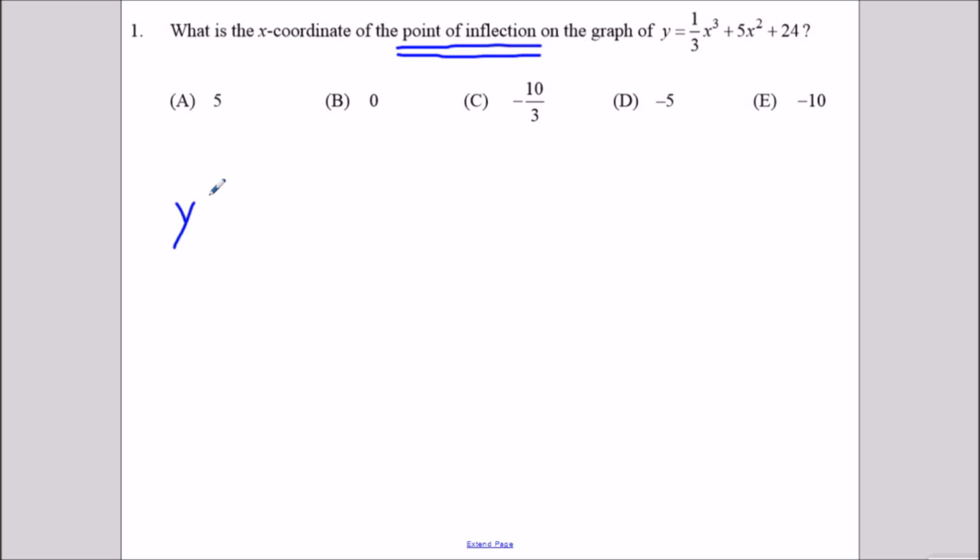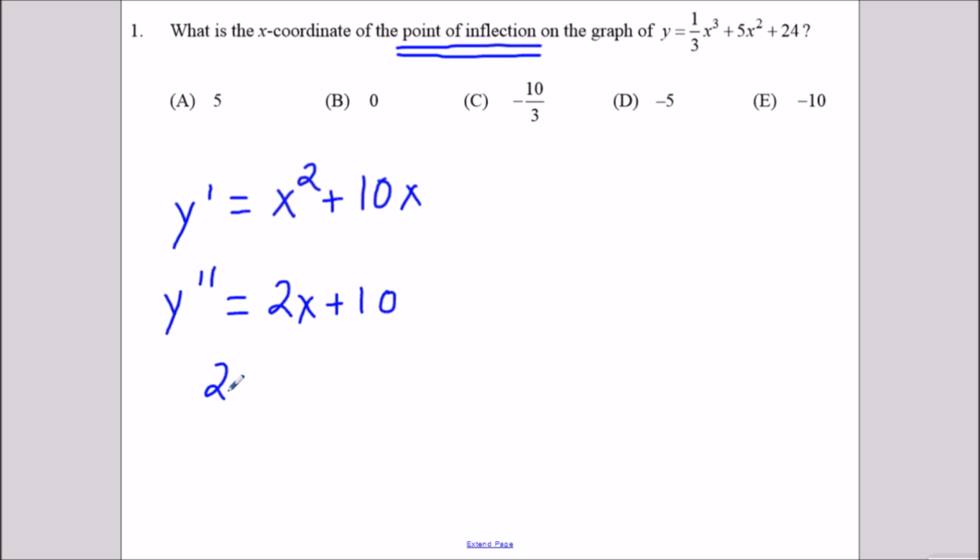So the first thing we need to find is the first derivative. We use power rule. And the derivative is going to give us x squared plus 10x plus 0. So we're just using power rule for derivatives here. But point of inflection means find the second derivative. So if you do another derivative, you're going to get 2x plus 10. And we set this expression equal to 0. And this is going to give us x equals negative 5.